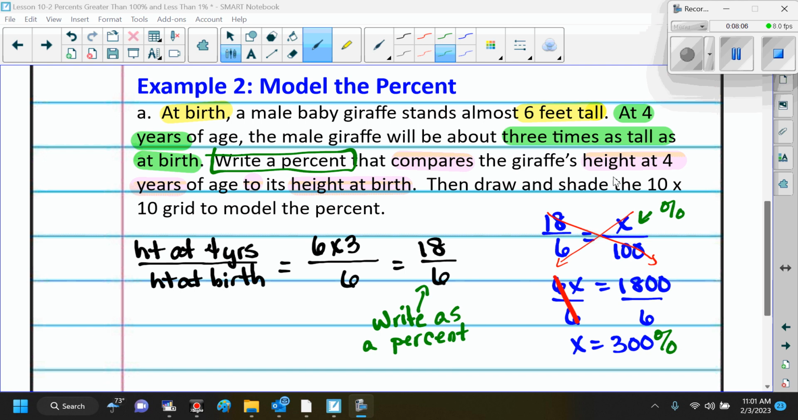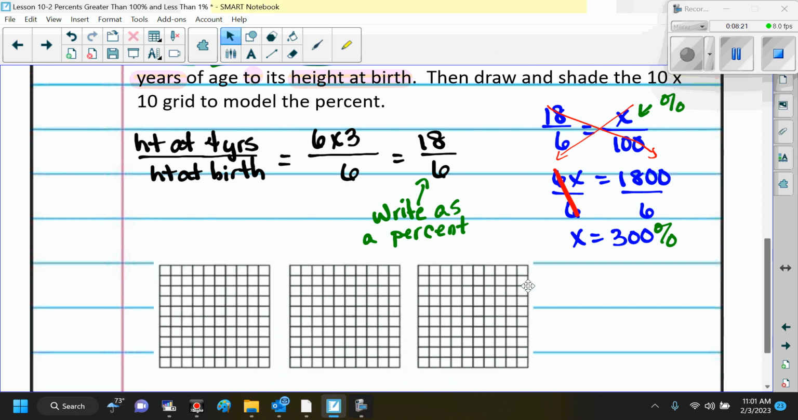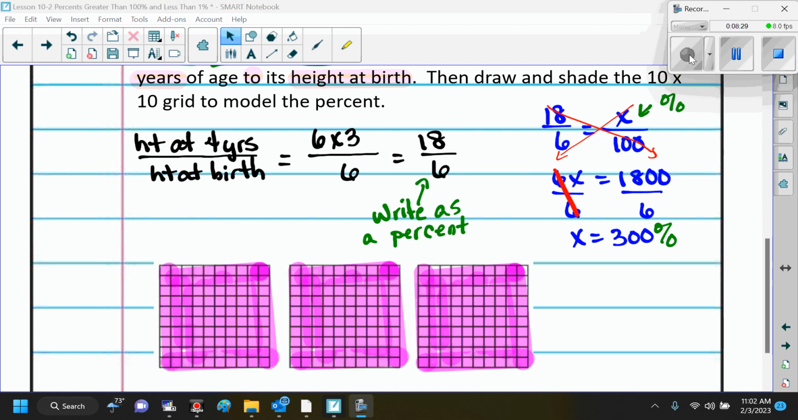So now it says, draw and shade the 10 by 10 grid model. So how do I show 300% in those 100 grids? By shading 3. We want to shade 3 whole things. So go ahead and cut those out and shade those to shade your model. All right, so that is what 300% looks like in your shading. Got it?